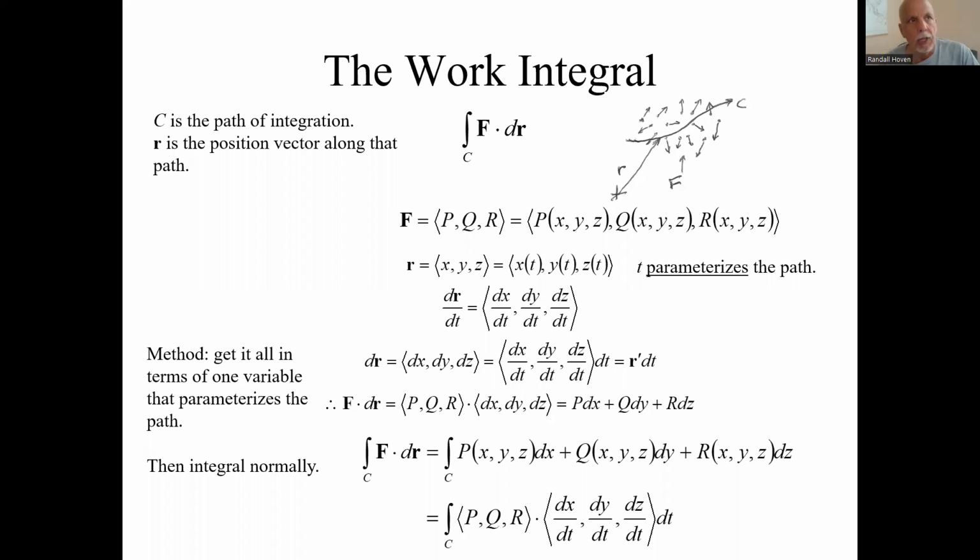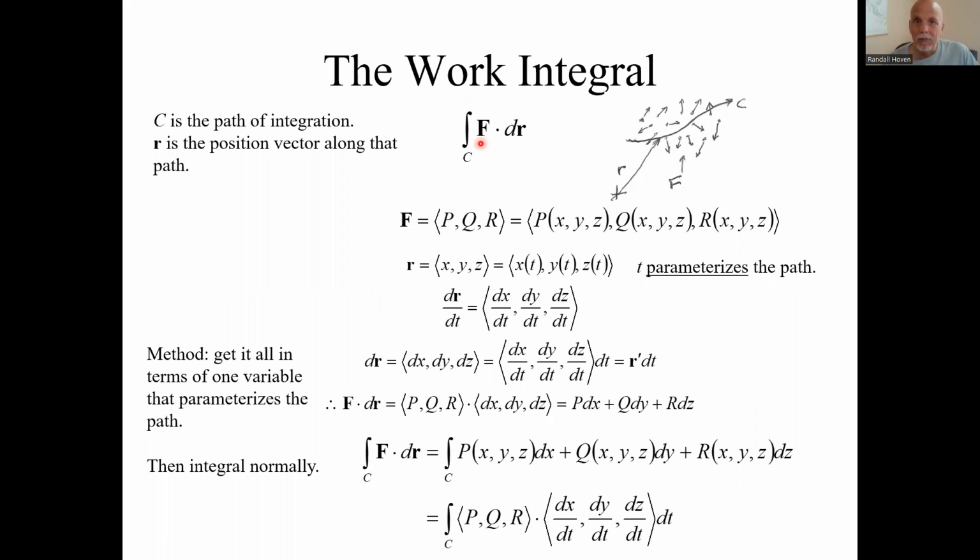Okay, now we start integral vector calculus. And the first thing is the work integral, which is a particular type of line integral, but it's the only type of line integral I cover in my course. Here is the work integral.